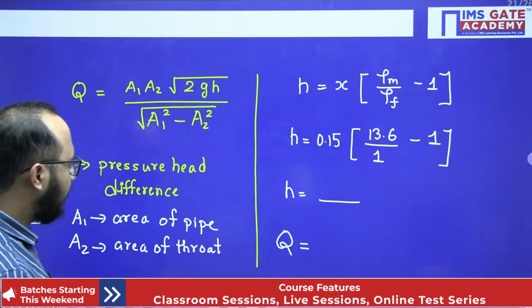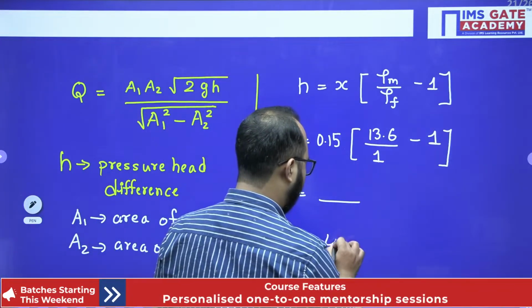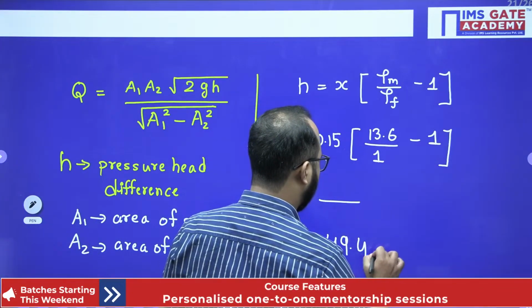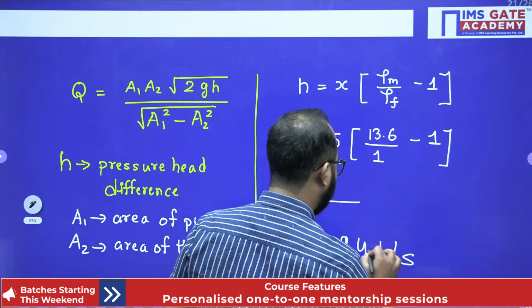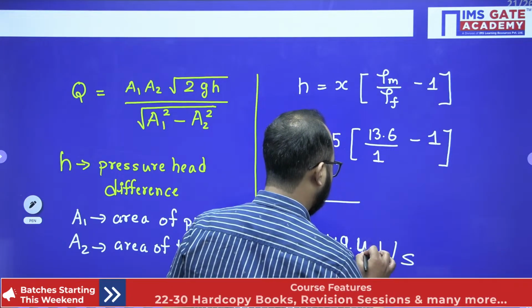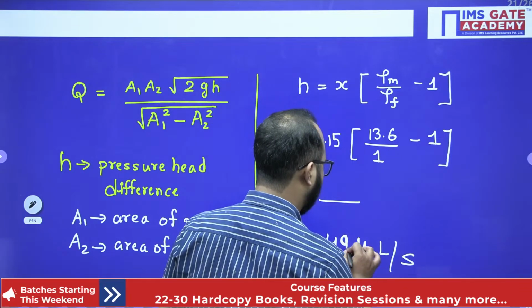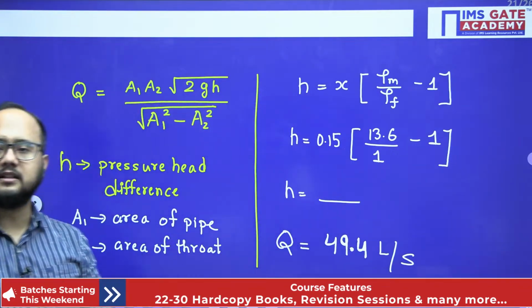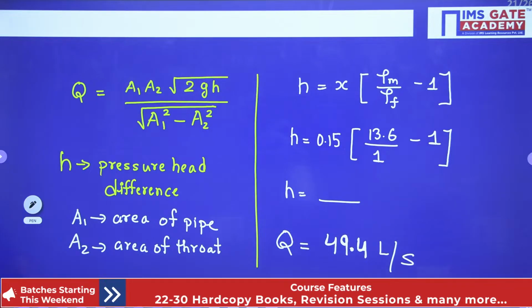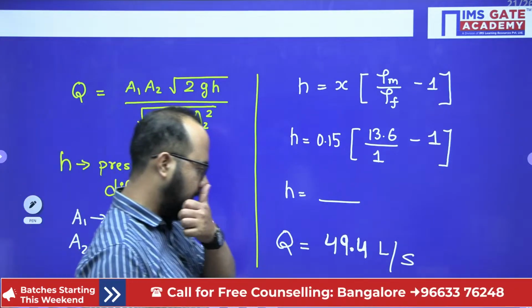So finally, if you apply, see, approximately 49.4 liter per second will be the answer. You can just cross check also. Whatever answer you are getting, just cross check with this answer. 49.4 liter per second will be the correct answer for this particular numerical. Yes, 49.4 is the correct answer.